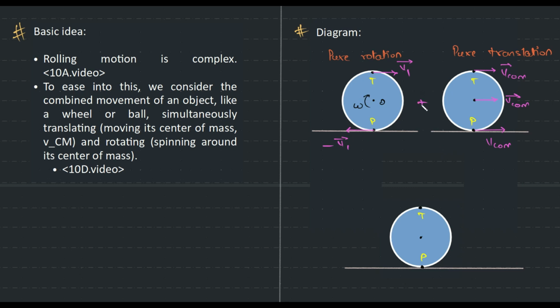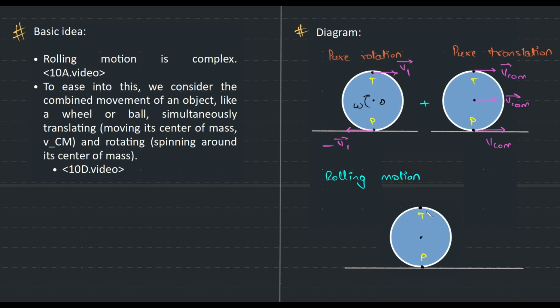The combination of this would be your correct rolling motion. So I'm combining these two. Let me change the color. This will lead to rolling motion. Remember, it's a combination of this. Now, what will happen? All of this we need to add with vectors.